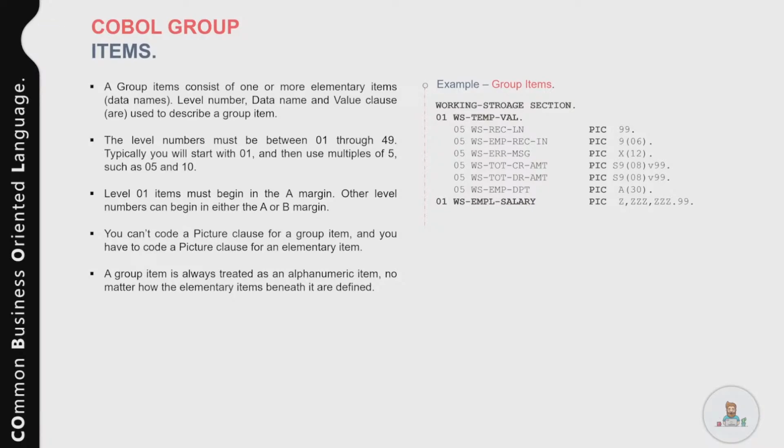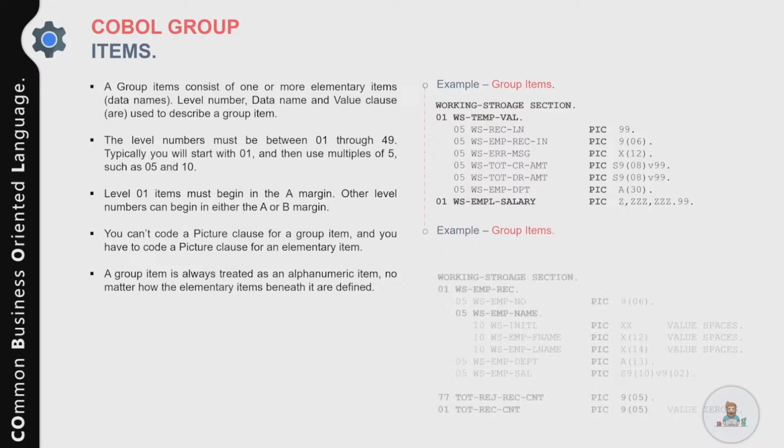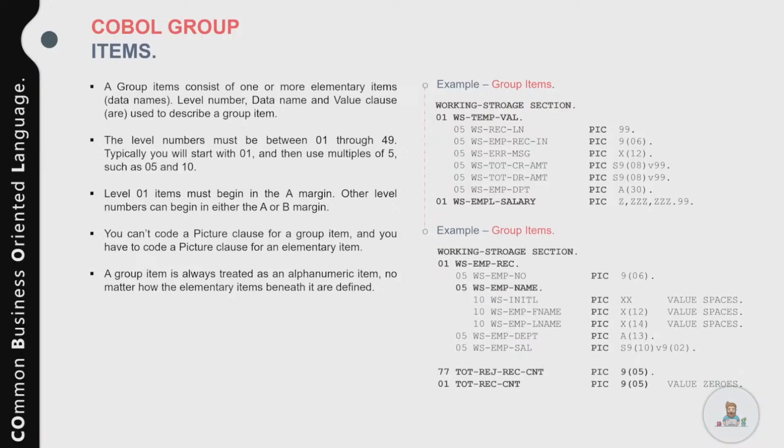In the second example, we have a working storage section, and again we have defined three variables, and the first variable that we have defined, that is WS-EMP-REC, is a group variable or a group item. And in this group variable we have again defined another group variable, that is WS-EMP-NAME, which is actually a combination of initial, employee first name, and last name.